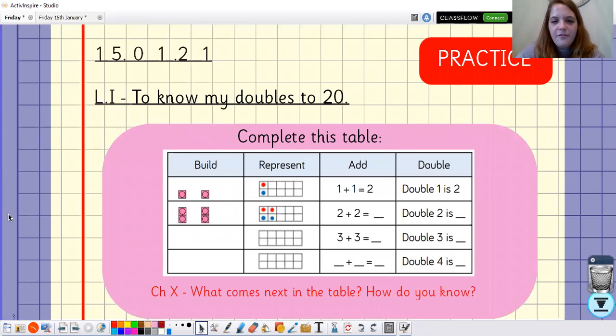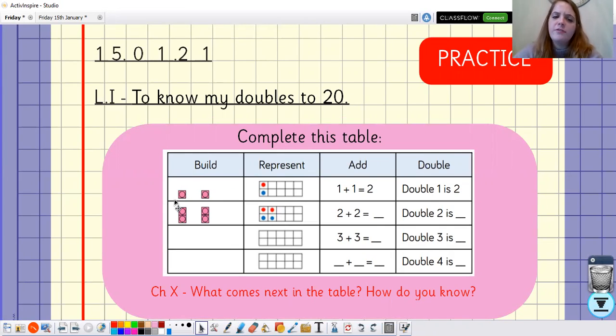Okay, so finally, to end our learning together, I'd like you to try and complete this table. So we've got 4 columns here. We've got a build column, a represent column, an add column, and a double column. For the build column, I want you to use objects in your home to build what you're finding double of. So for example, here we've used cubes.